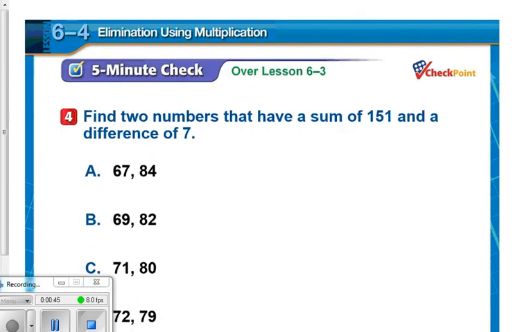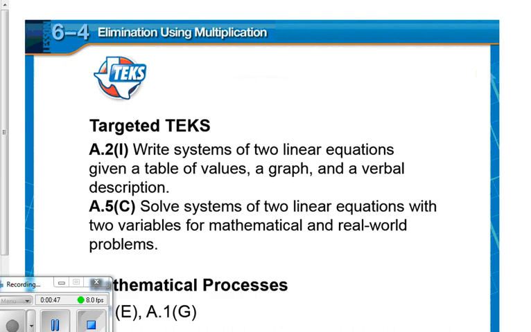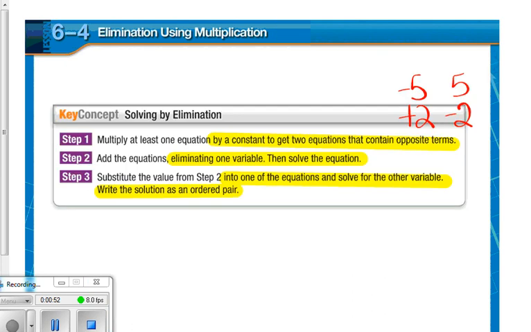We're going to go to our steps, okay? This is a very formal list of our steps, 2 of which we have already been doing, okay? The new step that we're going to be adding today is number 1, where we multiply at least one equation by a constant to get 2 equations that contain opposite terms, okay? So as you see right here, if we start off with -2, the opposite of -2 is, the opposite of +2 is -2, right?